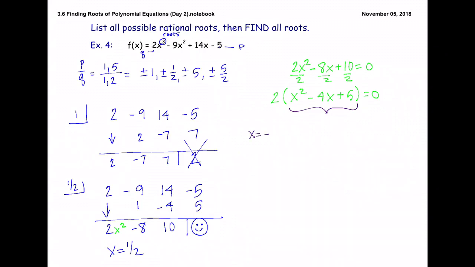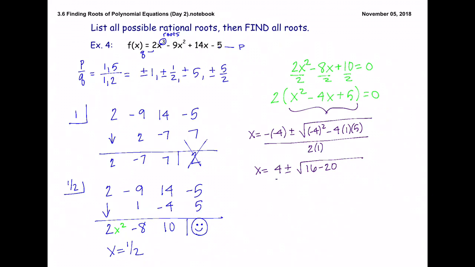x equals negative b plus or minus the square root of b squared minus 4 times a times c all over 2 times a. So a negative and a negative change to a positive 4 plus or minus the square root of 16 minus 20 all over 2. 16 minus 20 gives me a negative 4 underneath my radical. I know that the square root of negative 4 is equal to plus or minus 2i over 2.